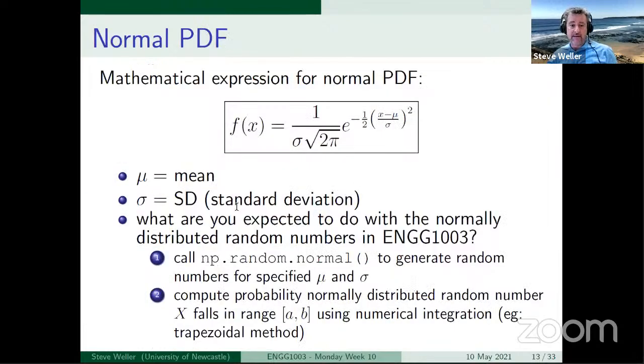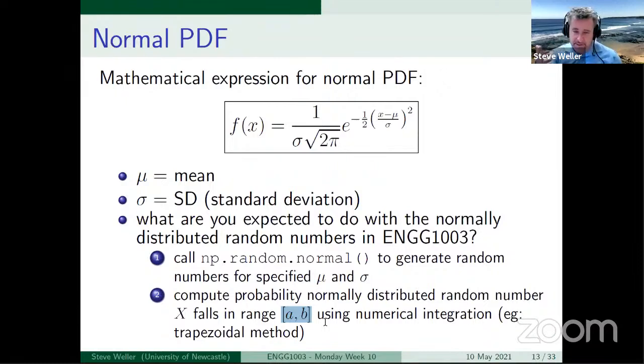That's what I mean about what do I expect to be able to do? I expect you to be able to generate random numbers using that, following that PDF for specified mu and sigma, for specified mean and standard deviation. Second thing I expect to be able to do is to be able to compute the probability that a normally distributed random number, a Gaussian random number, falls in a particular range using numerical integration. And I've created an example on the next slide, next couple of slides, which show you how to do that.